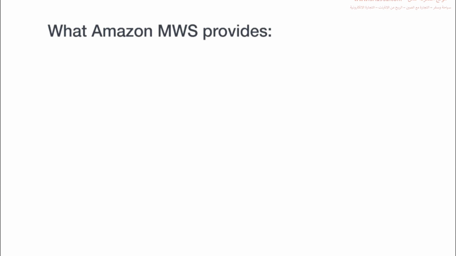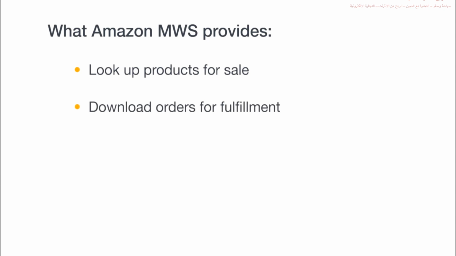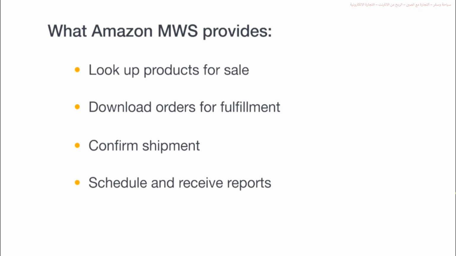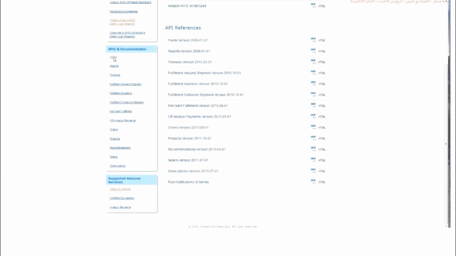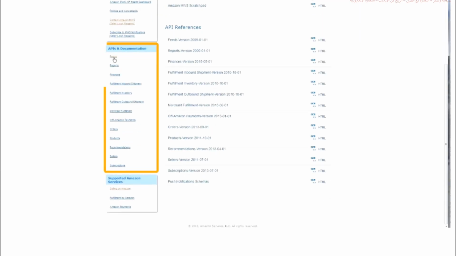Using Amazon MWS, you can create applications that look up products for sale, download orders for fulfillment, confirm shipment, and schedule and receive reports. These API operations are accessible using a web service API. On the main Amazon MWS page, you'll see a navigation section, an APIs and documentation section, and a supported Amazon services section. You'll find useful documentation on using Amazon MWS in each of these.